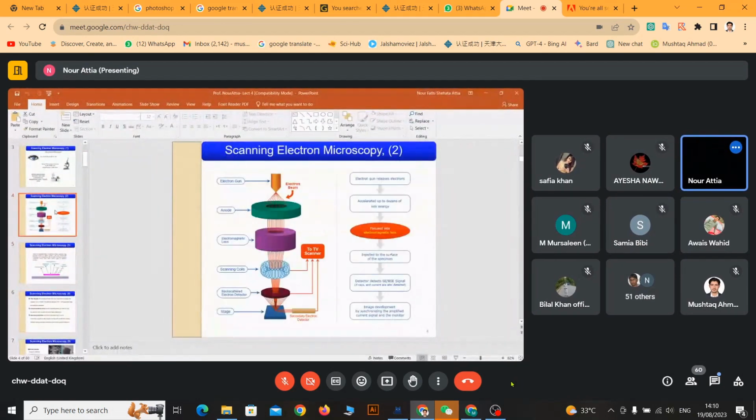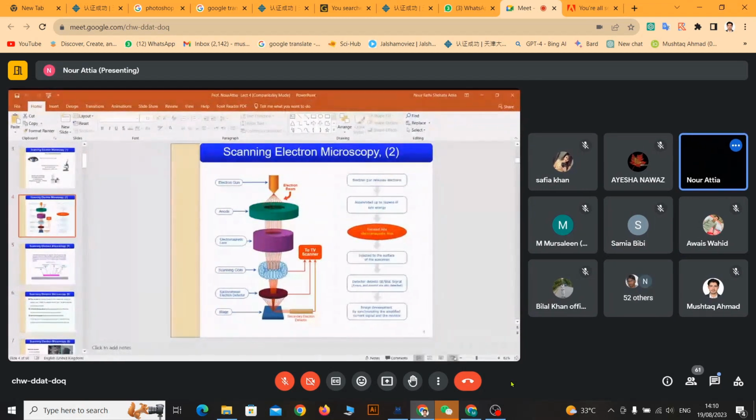Like here, you can see the electron gun releases electrons, which are then accelerated to a high level of energy. Then the focused beam scans the material surface. Finally, detectors detect the secondary electrons, the backscattered signals, and the X-rays. Then they go to image development, which gives the current image of the materials.